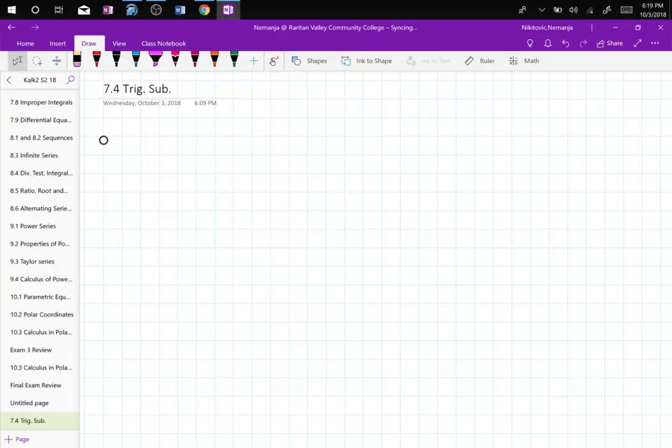Hello and welcome to Calculus 2, section 7.4 on trigonometric substitution. Some of the integrals are solved by u substitution in Calculus 1. Then you have integration by parts, which is actually sort of u substitution as well. And now we're going to have trig substitution.